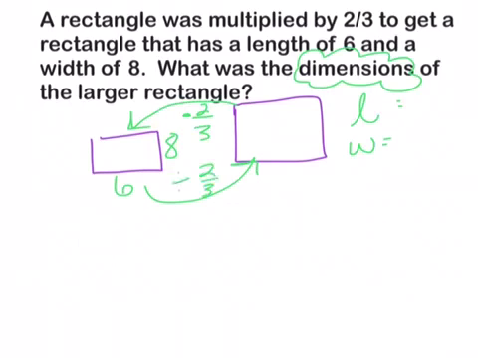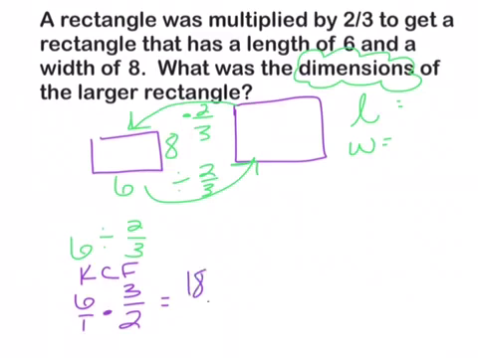So, here we go. We have 6. I'm going to start with my 6 first. So, 6 divided by 2/3, I still do my keep, change, flip. So 6 over 1, change the divide to a multiply, and flip my second fraction. So it's going to become 3 over 2. So 6 times 3 is 18. 2 times 1 is 2. That gives me 9. And since 6 was my length, that means the length of my larger rectangle is going to be 9. Now I have to do my width.